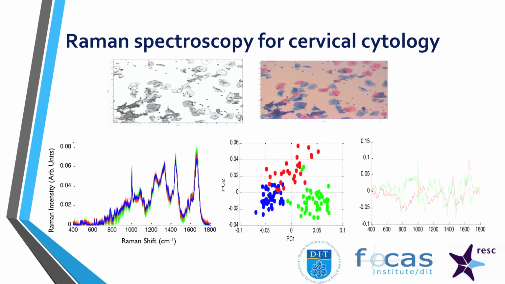And those differences you can see in what are called loadings plots, and they're just simply the biochemical differences. So generally, the parabasal cells are different in that they have more nucleic acids because they're proliferating more, they're replicating more. And then the intermediate and superficial cells generally have differences in proteins and lipids.